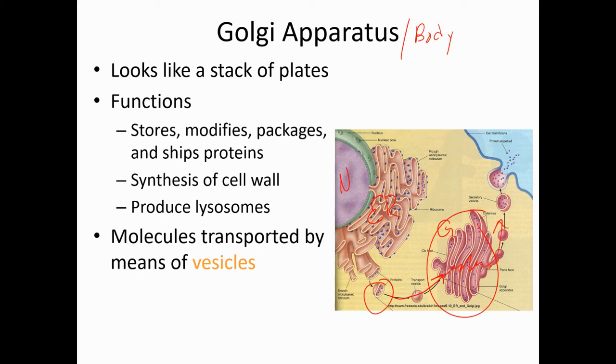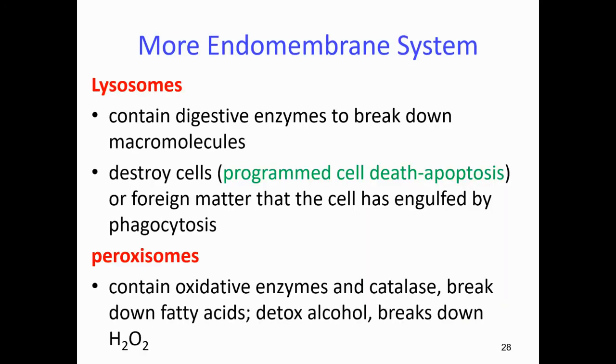And those proteins can do a couple things. They can leave the cell, or they might be used in the cell. Okay, so there's a couple different roles there. But the Golgi will modify, right? So the big key here is they modify and ship and package those proteins up. Okay, and they do that by means of vesicles.